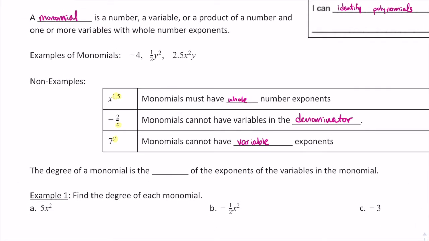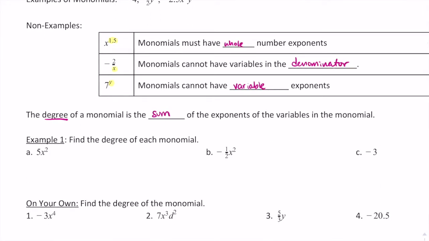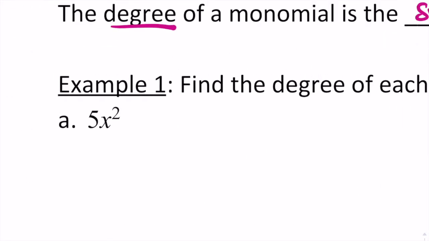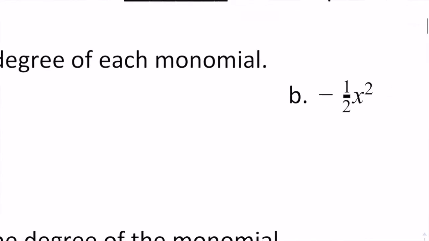The next thing we're going to talk about is the degree of a monomial. So each monomial has a degree. And here's how you figure out the degree of each monomial. You find the sum of the exponents of the variables. So for example, let's do 3 examples here. Take a look at your variable. The exponent is 2, so this is second degree.